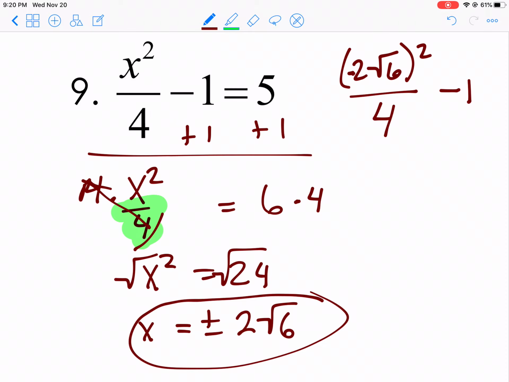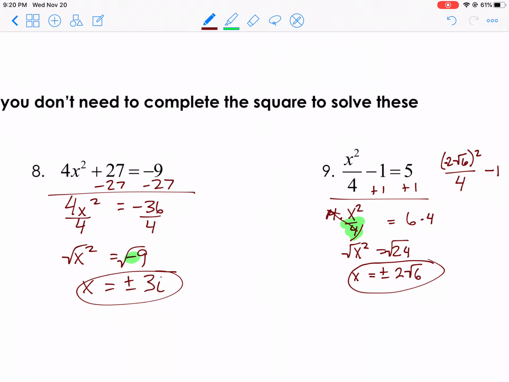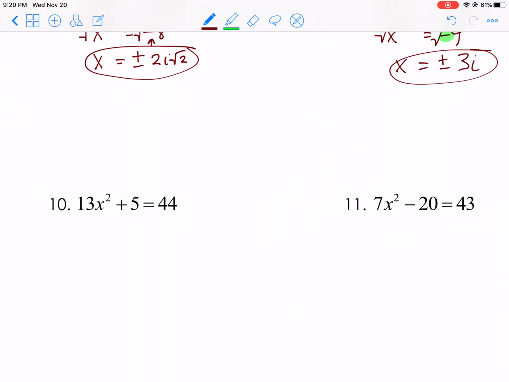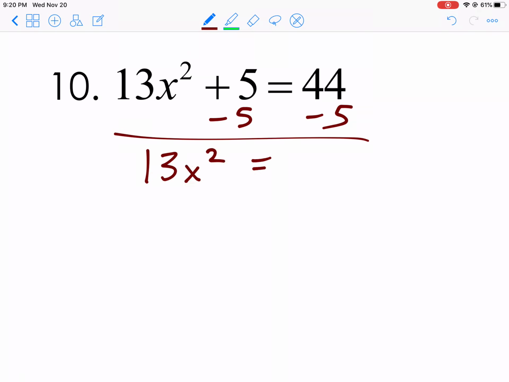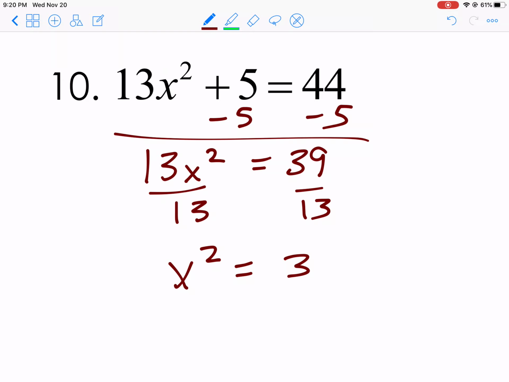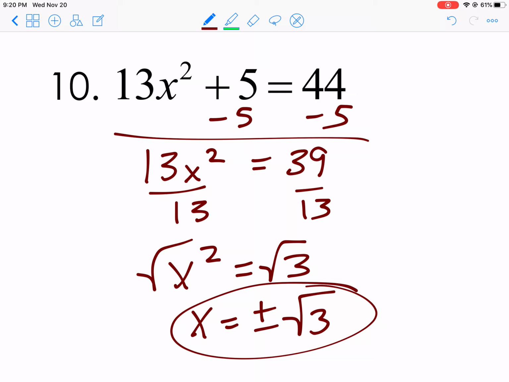It's a good idea, especially in a test where it's sort of high stakes, to get the right answer the first time. Okay, isolate x squared. So we'll subtract 5 from both sides. I get 13x squared equals 39. Divide both sides by 13. We'll have x squared equals, I think that's 3. Yep, so square root both sides, and we have x equals plus or minus the square root of 3.